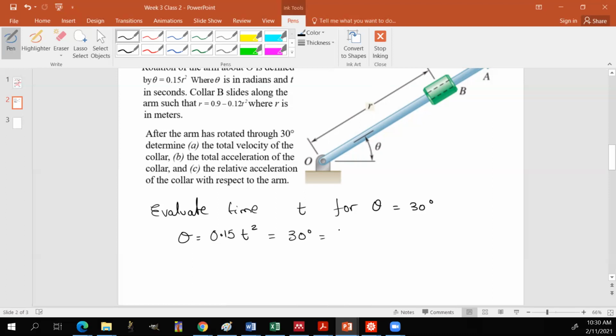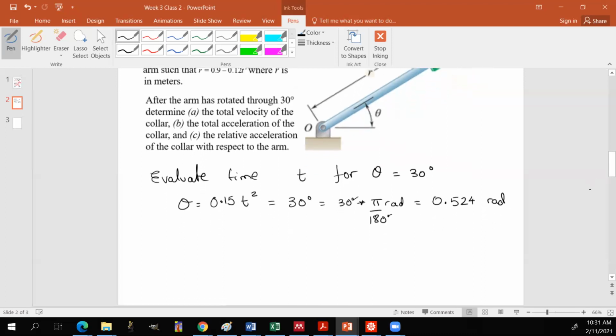0.52. Does everyone know how to convert between degrees and radians? How do we do it? Take pi over 180. That's absolutely right. So 30 times pi over 180, right? So degrees cancel out. You're left with radians. So this, you guys said 0.524, right? So plug it back in. All right, so 0.524 is equal to 0.15 t squared.